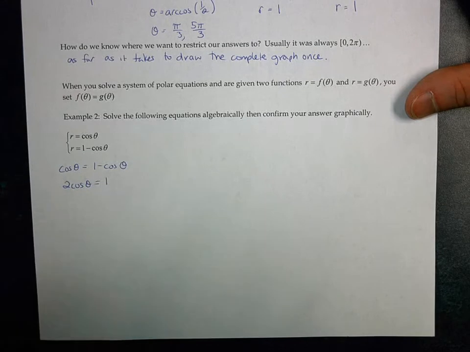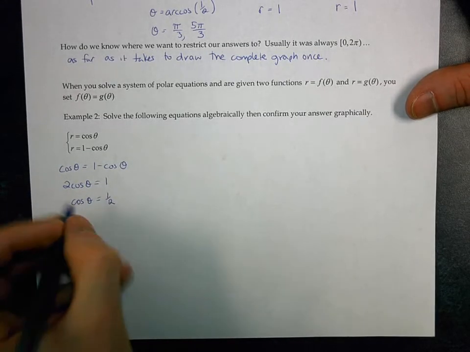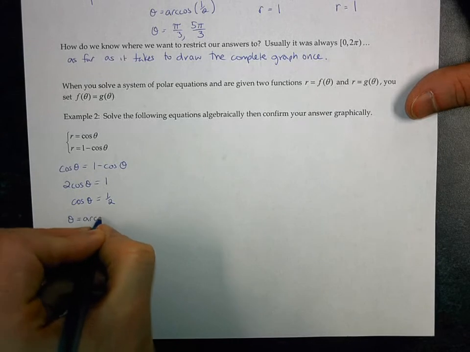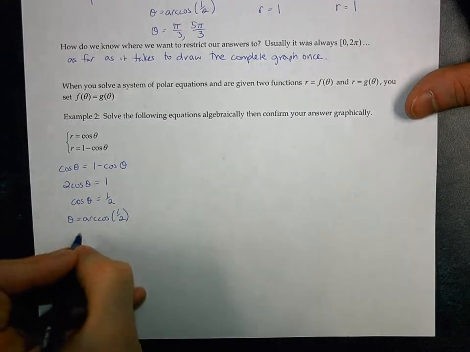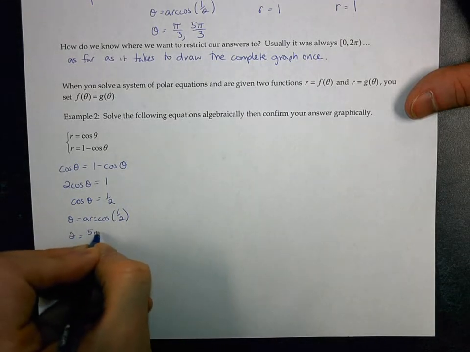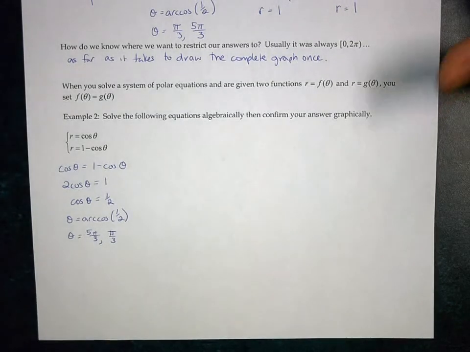2 cosine theta is equal to 1. Cosine of theta is 1/2. And this looks pretty familiar to what we just did before. The arc cosine of 1/2 gives theta. So theta is equal to 5 pi over 3 and pi over 3.